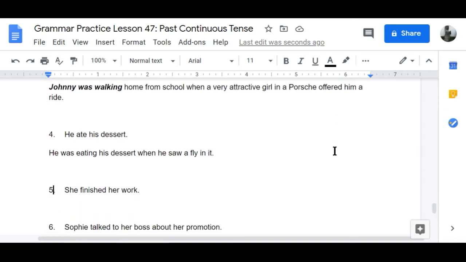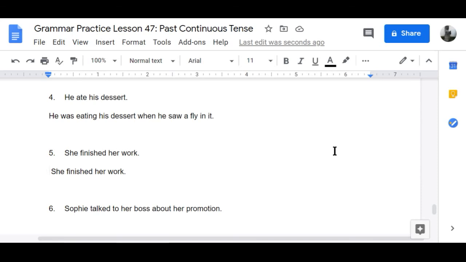Number 5. She finished her work. She finished her work becomes she was finishing. She was finishing her work when her manager asked her to stay a little longer.